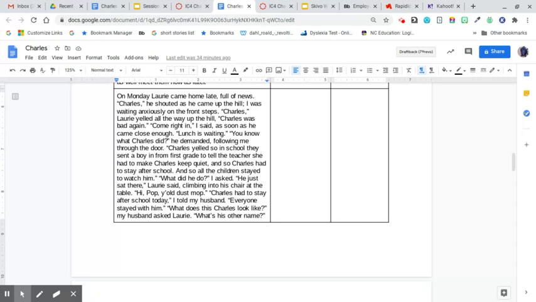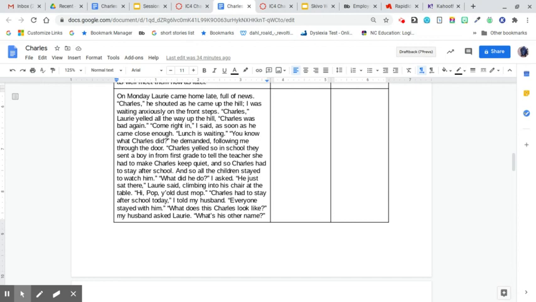"Charles yelled so in school that they sent a boy in from first grade to tell the teacher she had to make Charles keep quiet. And so Charles had to stay after school. And so all the children stayed with him." "What did he do?" I asked. "He just sat there," Laurie said, climbing into his chair at the table. "Hi, Pop, you old dust mop."